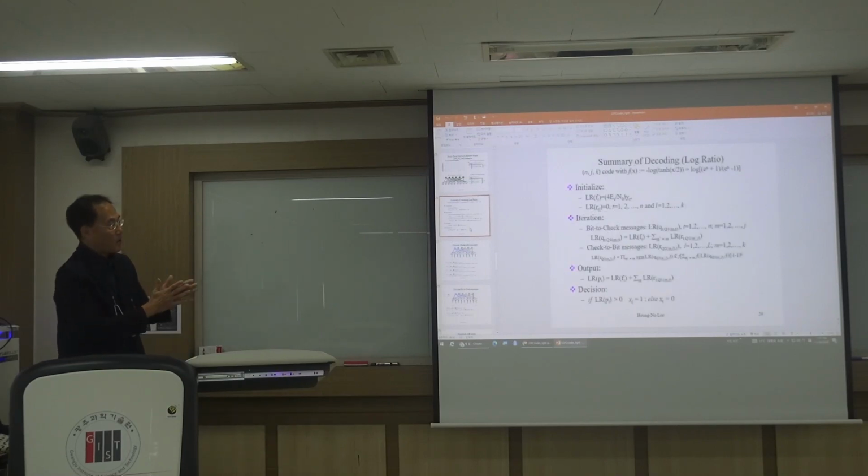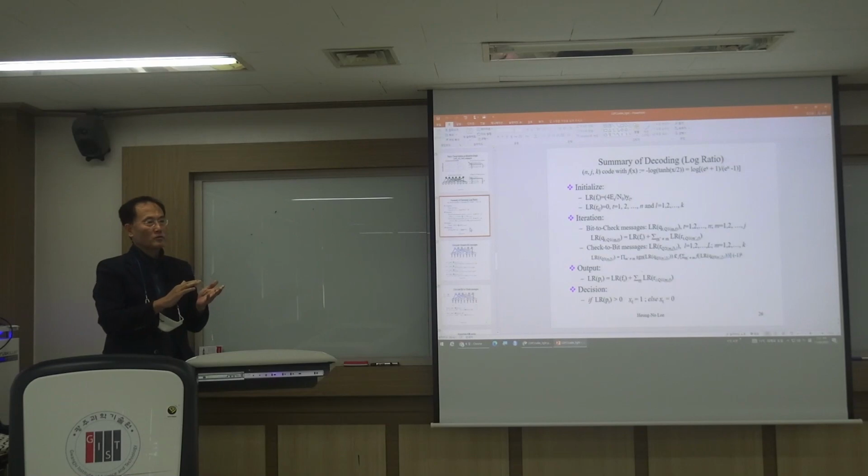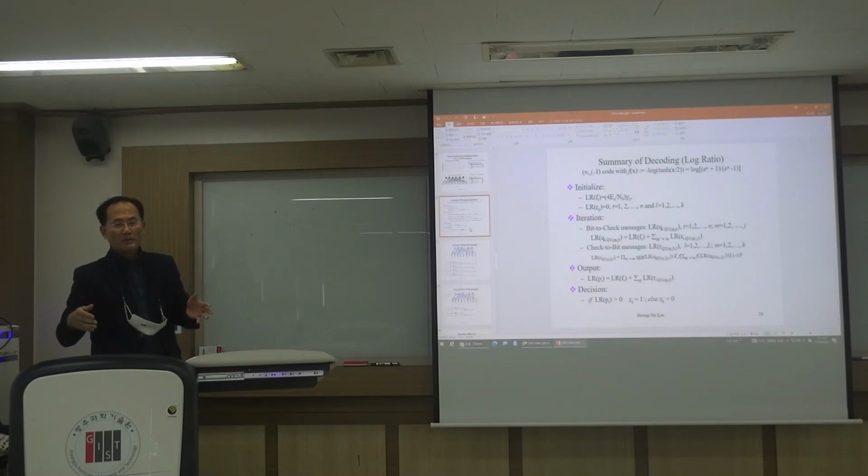Now, to come back to the original objective of this lecture, a probabilistic decoding algorithm like this is the state of the art. There is no better decoder than this type of decoder. Once you master this type of decoder, it's very good for you, right?